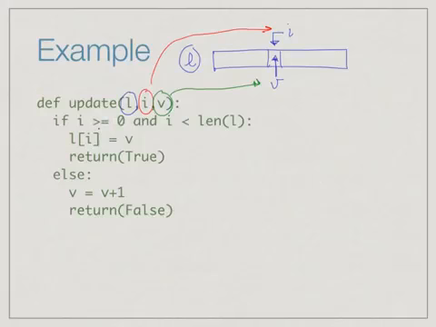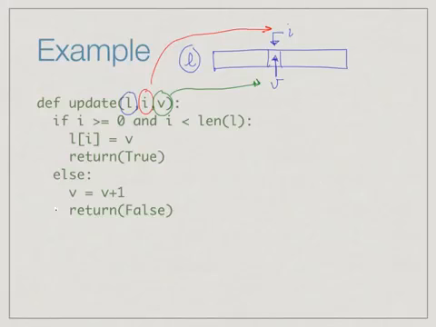What do we do? We first check that the index is a valid index. So we check that it lies between 0 and the length of L minus 1. So it is greater than or equal to 0 and strictly less than the length of L. If so, we just replace L of i by the value v which we have got, and we return true to indicate that the update succeeded. Now, if i is not in this range, then we can't do an update. So we will effectively return false.